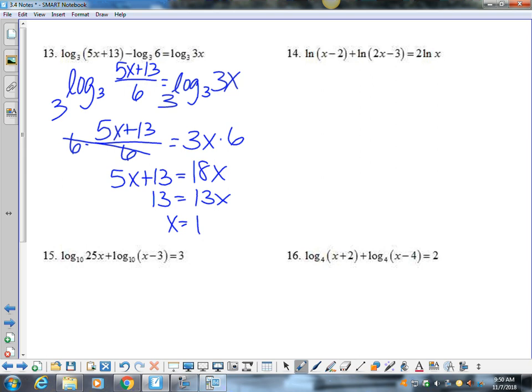Can I keep it? Huh? Can I keep it? I can keep a 1. What are you checking? To make sure it doesn't log a negative number. And I'm cool.